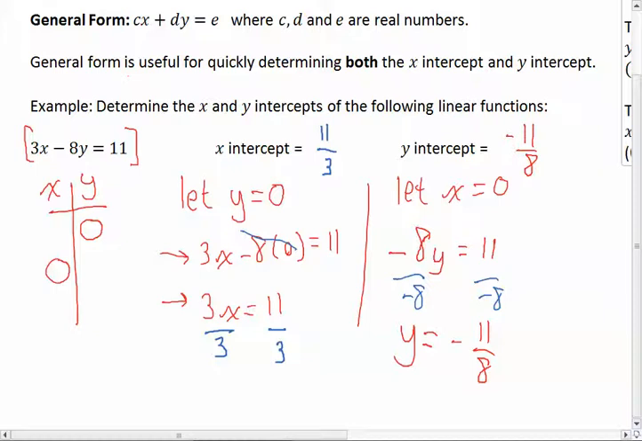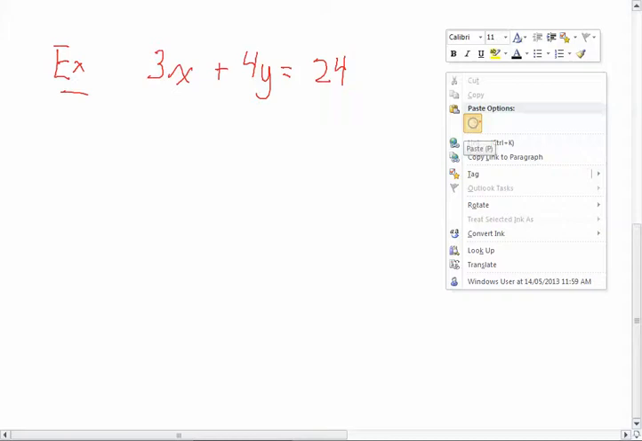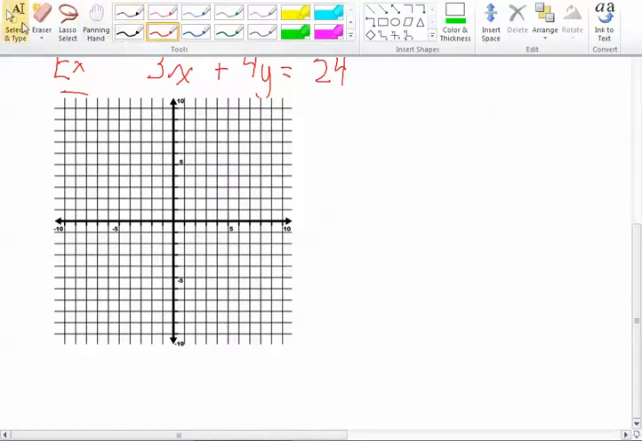Okay? So I'm going to give you an example here to try out. I'm going to give you the following general form equation: 3x plus 4y is equal to 24. What we want to do is find the x and y intercepts, and then we're going to want to graph this.